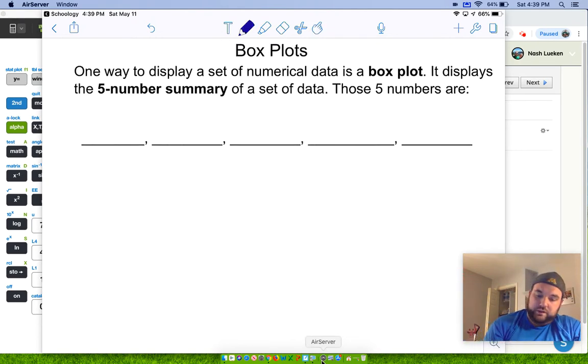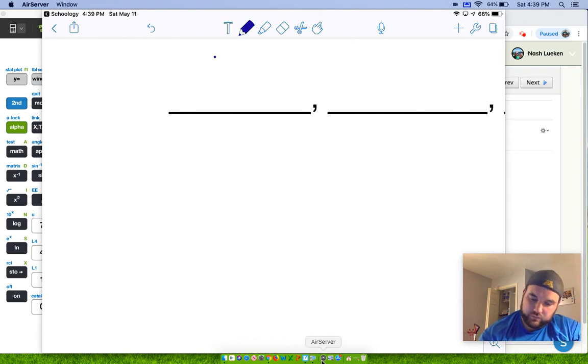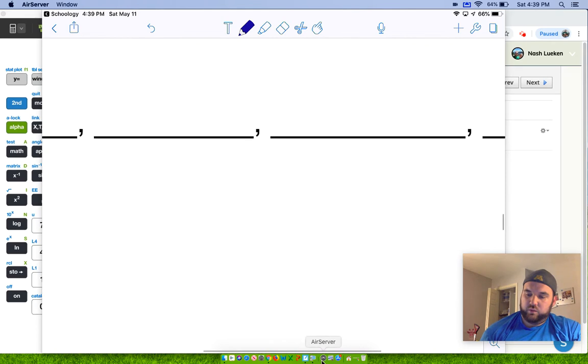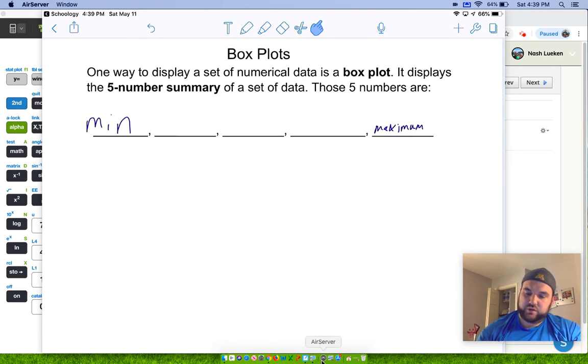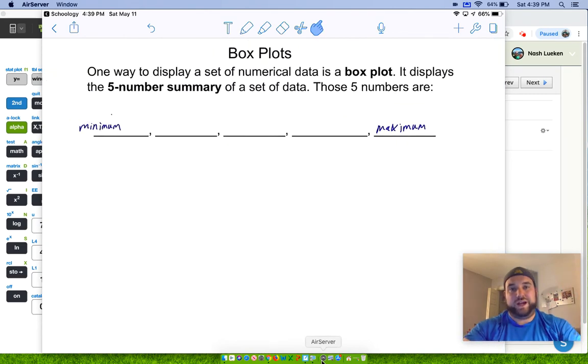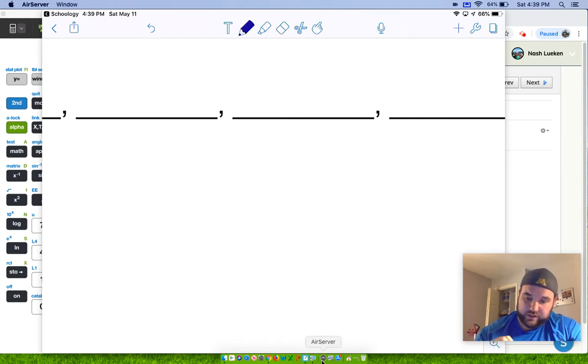The first and the last numbers in the 5-number summary are the minimum value, the smallest data value you have, and the maximum data value that you have. Those are the bookends, the outsides of the box plot or the 5-number summary. In the middle is the median, just the standard regular old median.